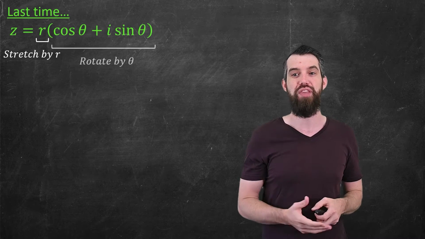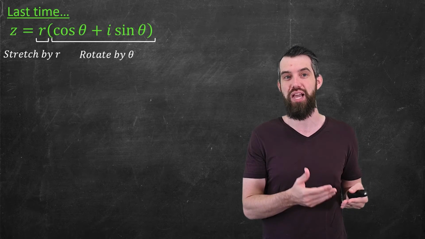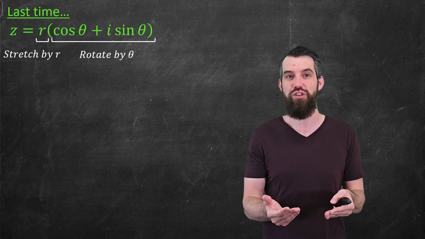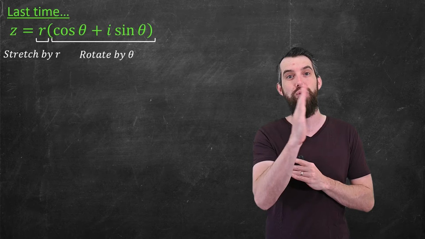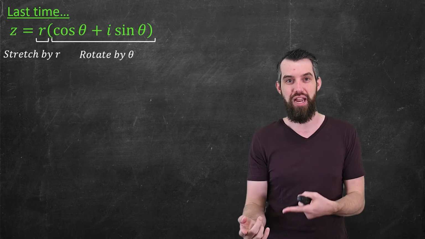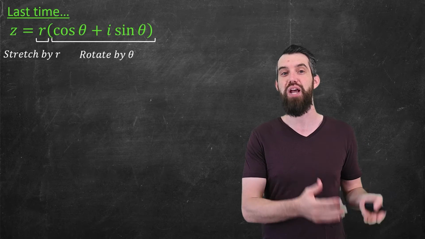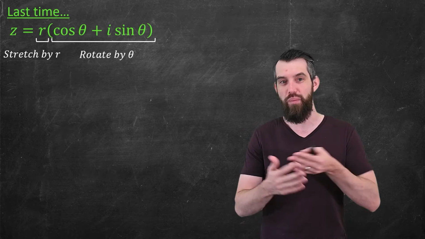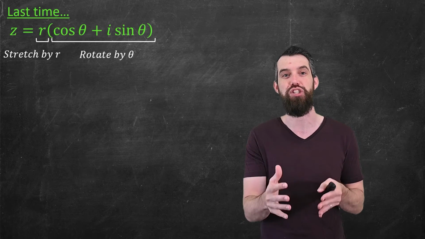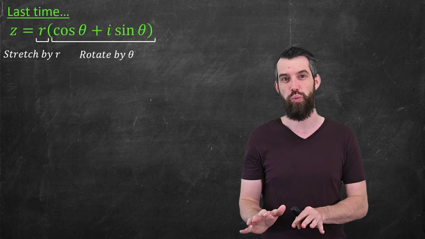And we also saw that the other portion, the cos theta plus i sin theta, if you multiplied by z, you took whatever you started with and you rotated it by an angle of theta. And as such, complex number multiplication was just some combination of stretches and rotations. That's what multiplying by complex numbers was.